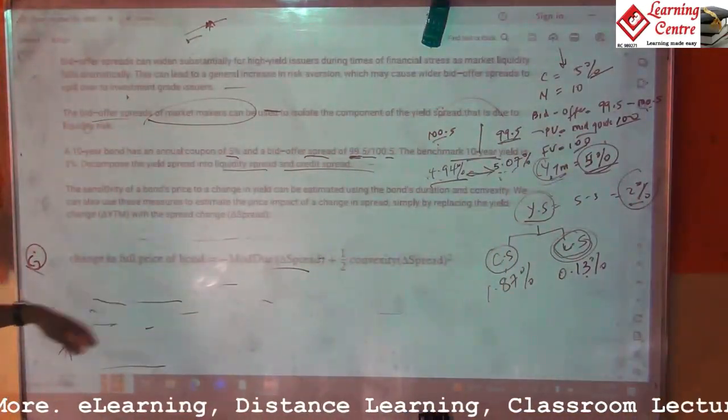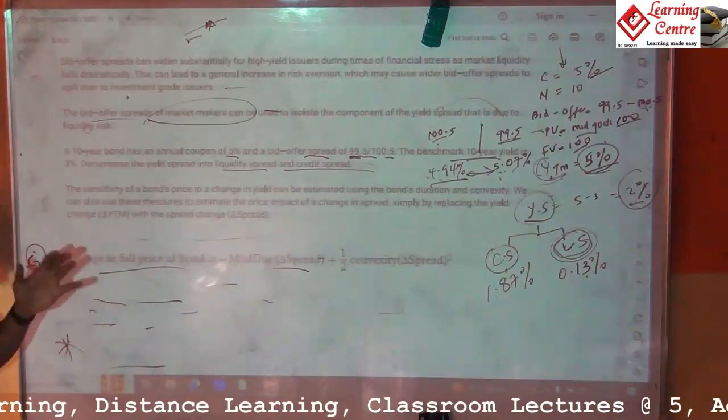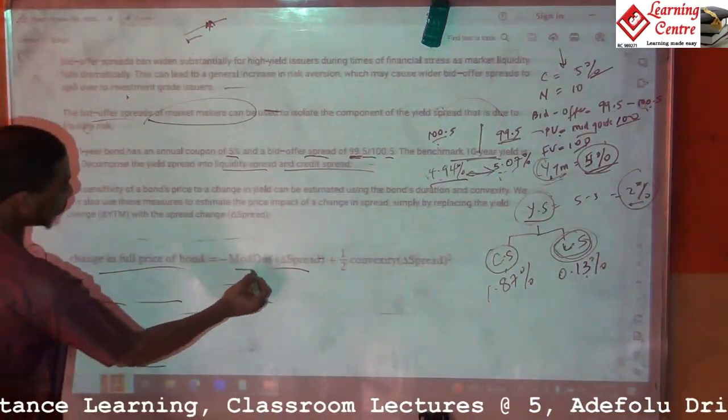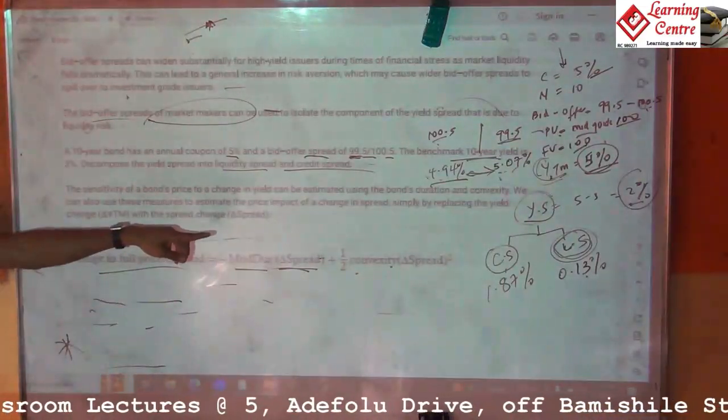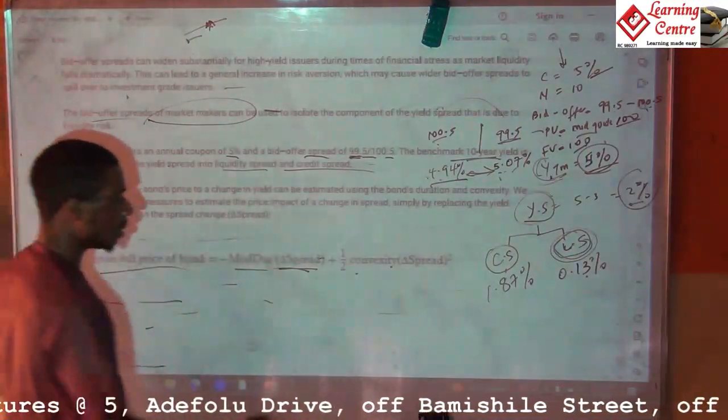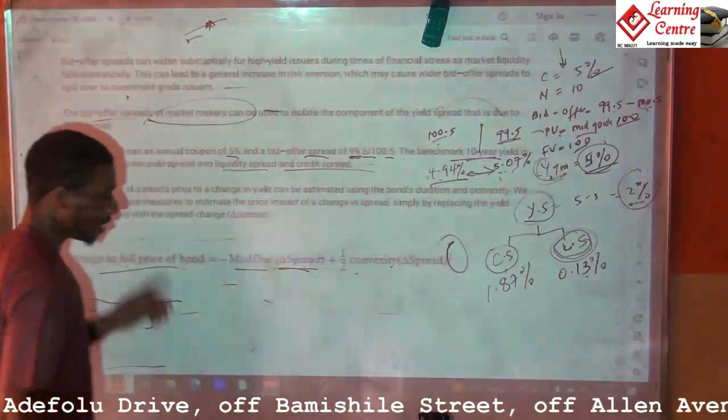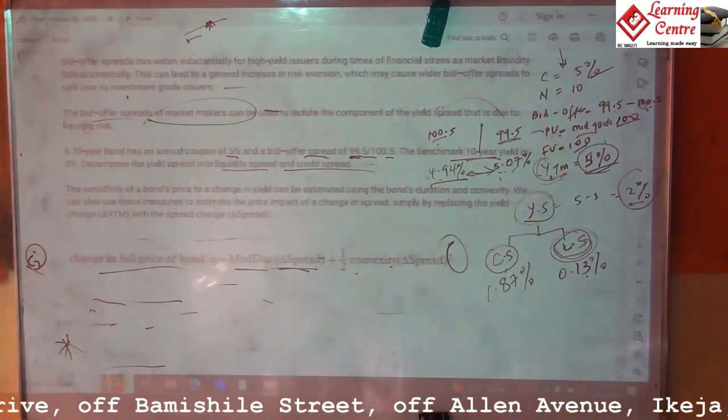If you want to find the change in full price when your spread widens, take the duration times the spread change, plus the convexity term times the spread change squared. When you have the convexity, always remember it is squared.